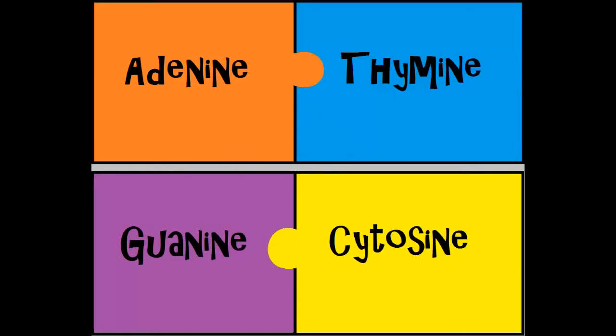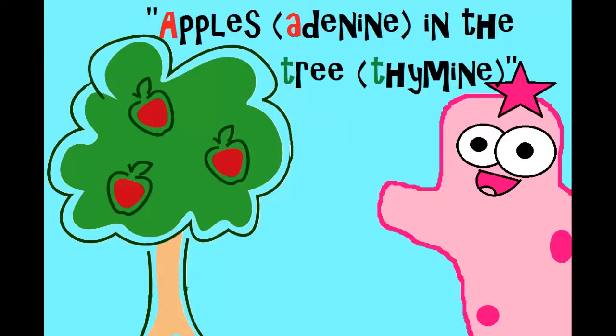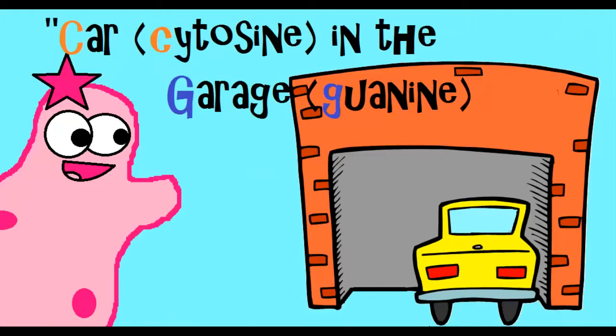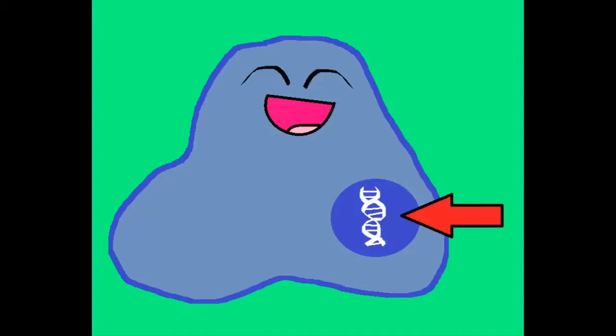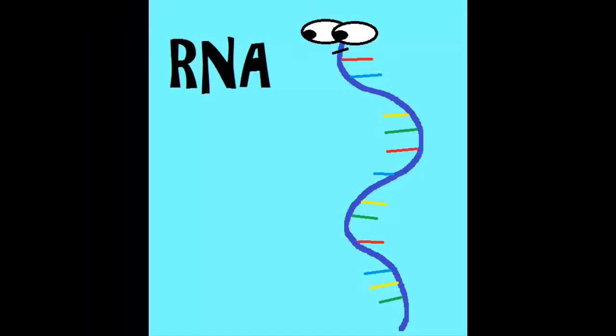If we remember the little mnemonic device, apples in the tree, that helps you remember A goes with T, and car in the garage, so C goes with G. Also, DNA is found in the nucleus. So those are all things about DNA.